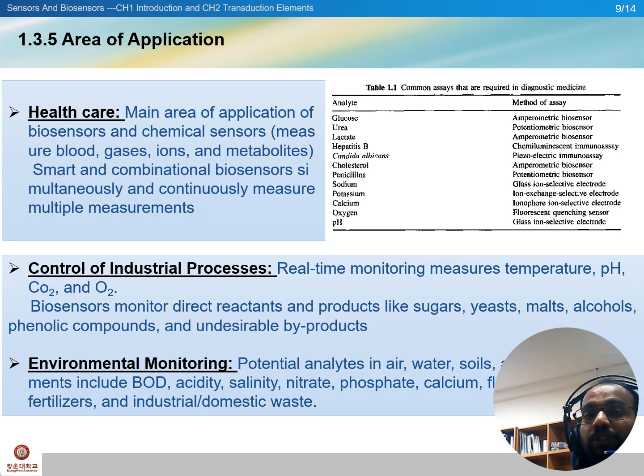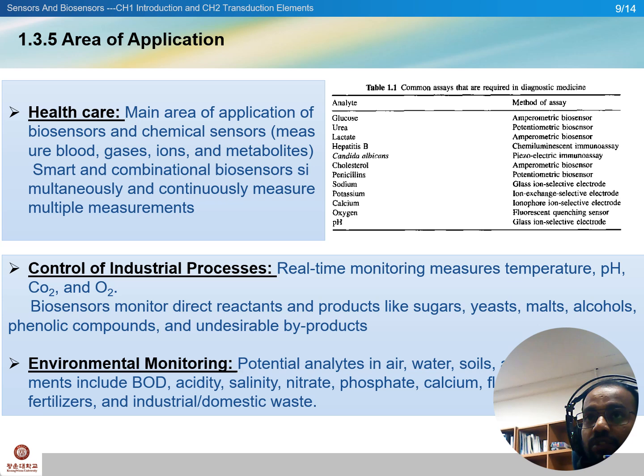Now we will talk about some areas of application. We can use sensors in healthcare. The main areas of application are biosensors and chemical sensors. They measure blood gas, ions, and metabolites. A smart and combinational biosensor simultaneously and continuously measures multiple measurements.